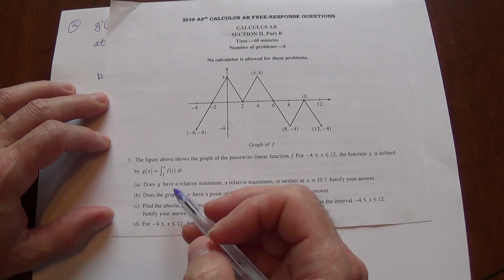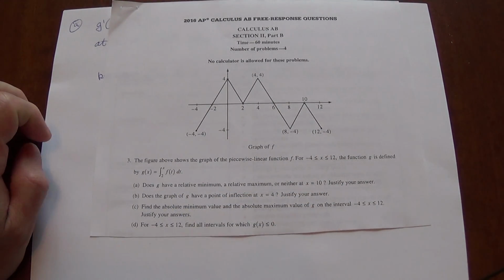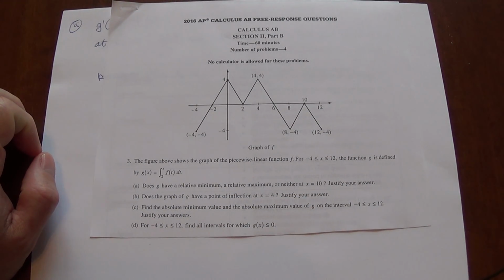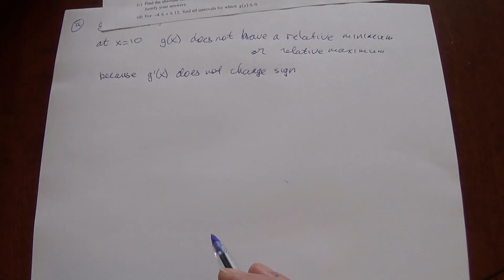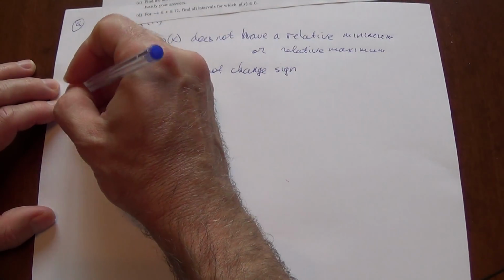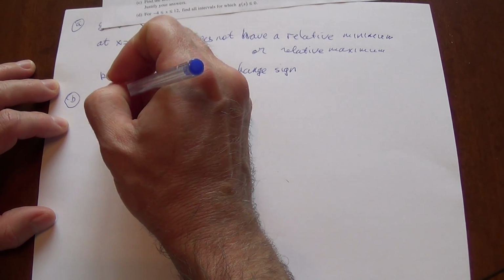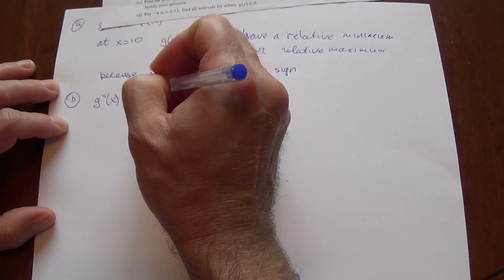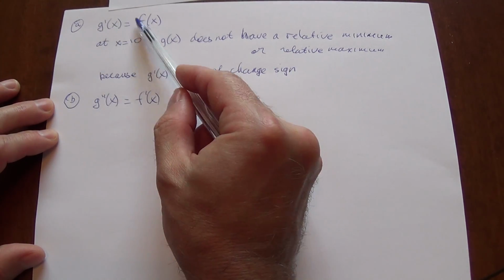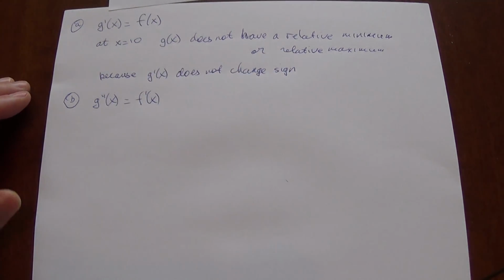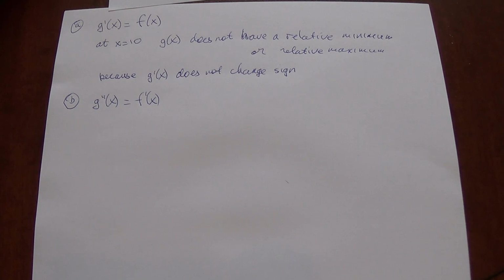Let's take a look at part B. Does the graph of g have a point of inflection at x equals 4? So point of inflection, that means we're working with the second derivative. So we need to look at g double prime. That's the first thing we need to do. Part B. So g double prime of x is f prime of x. We differentiate both sides of this expression here. So we want to see if f prime changes sign at 4.